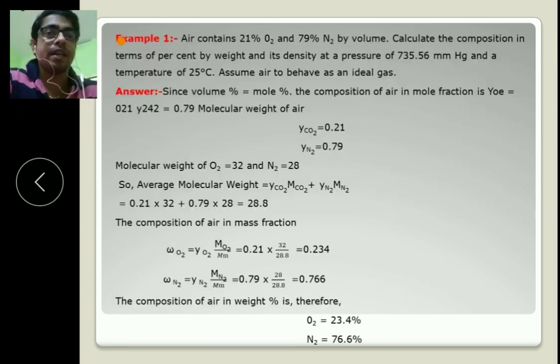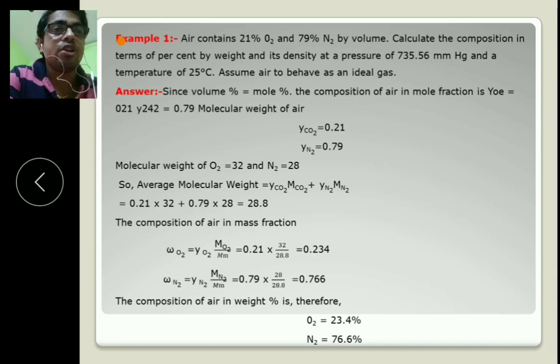Next page we have taken an example: air containing 21% oxygen, 79% nitrogen by volume. Calculate the composition in terms of weight percentage, and its density at a pressure of 735.56 millimeter mercury and a temperature of 25 degrees centigrade. Assume air behaves like an ideal gas.